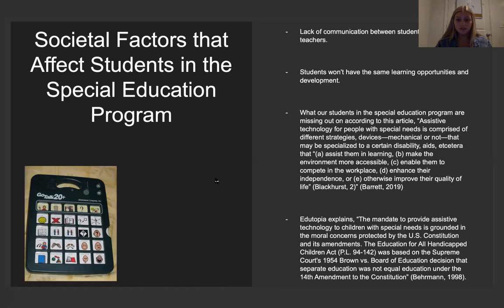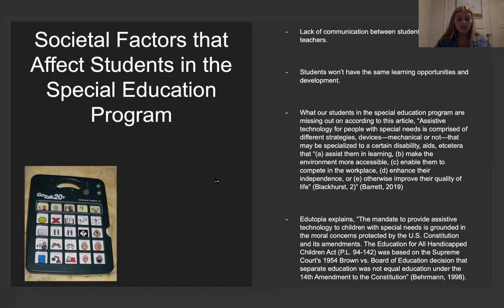Another article explains, the mandate to provide assistive technology to children with special needs is grounded in the moral concerns protected by the U.S. Constitution and its amendments. The Education for All Handicapped Children Act was based on the Supreme Court's 1954 Brown v. Board of Education decision that separate education was not equal education under the 14th Amendment to the Constitution.